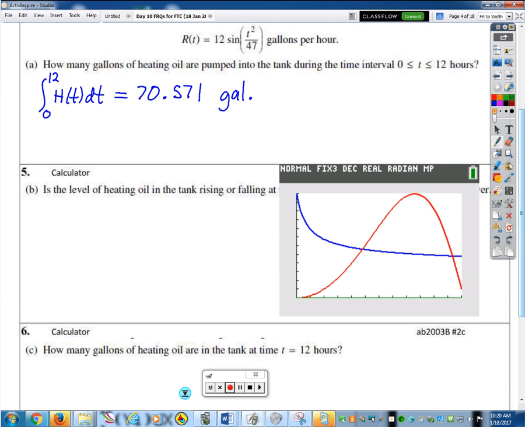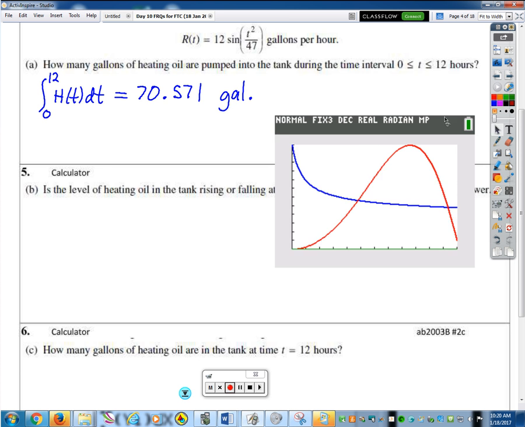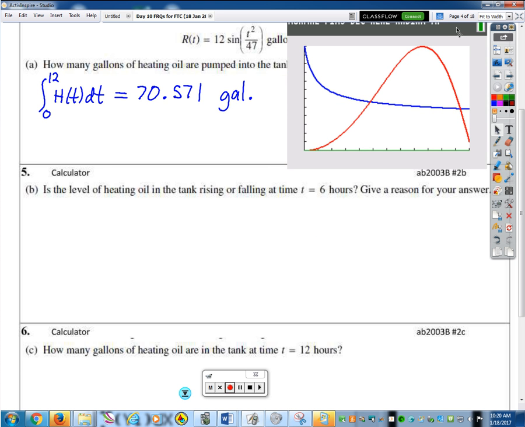And look at number 5. It says, is the level of oil in the tank rising or falling at time equals 6? I guarantee you it's just a common sense question. It's not like some complicated idea. Just think about what rates mean, think about what they've given you, and I'm sure someone in the room can raise their hand and tell everyone else how you would figure out whether the level in the tank's going up or going down at time equals 6.